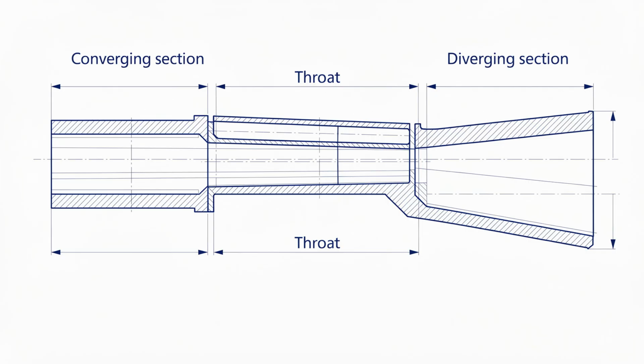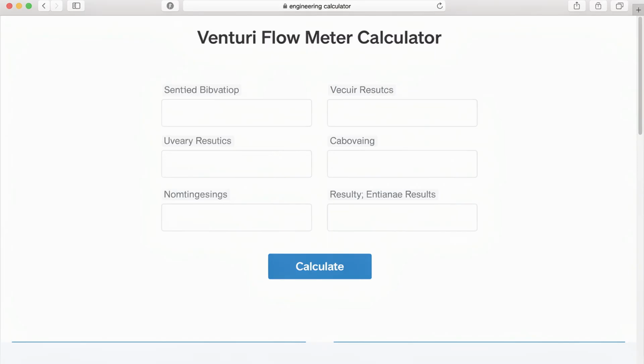Next, enter your pipe diameter D1 in millimeters. This is your upstream pipe dimension. Then input the throat diameter D2 in millimeters, the narrowest section of your Venturi. The pressure difference, delta P, goes here in kilopascals. This is your measured differential pressure between inlet and throat.